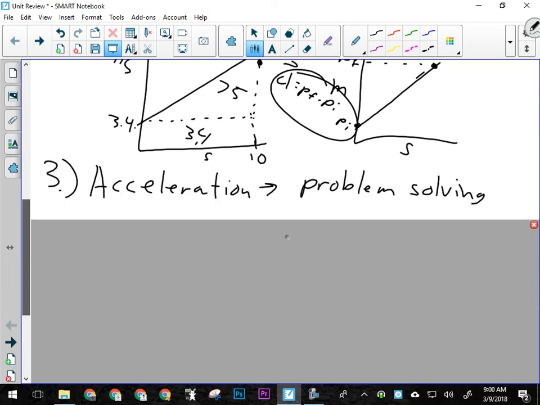Okay. Problem solving for acceleration. There's going to be, for sure, one problem solving question. So here's a written word problem like was on your worksheet on acceleration. And there's one 2-mark bonus question, and it's an acceleration question.